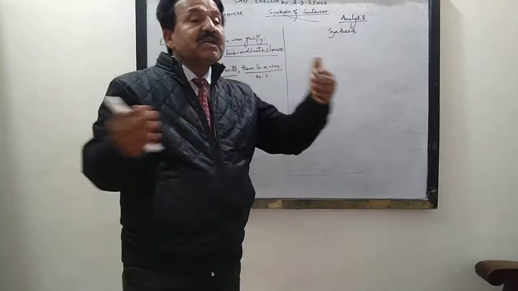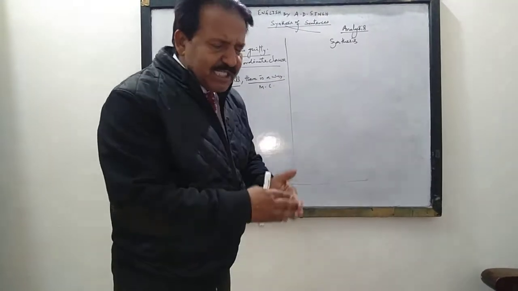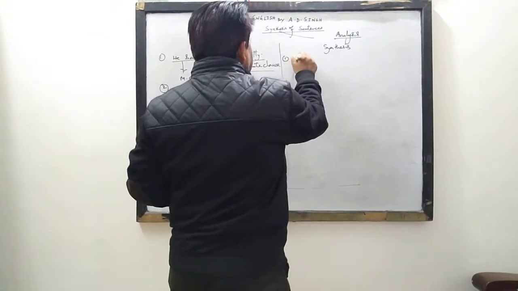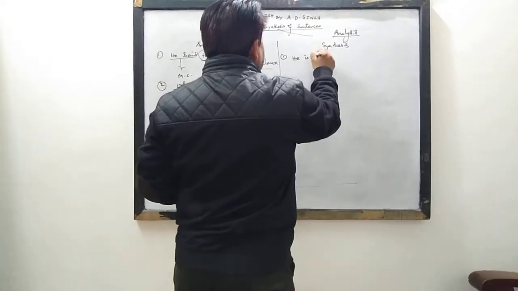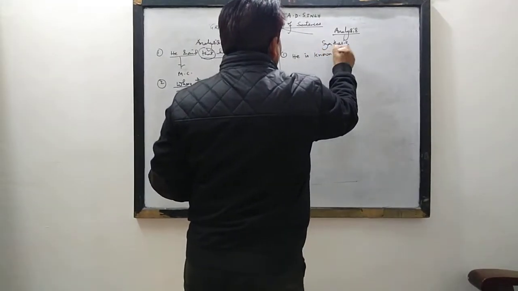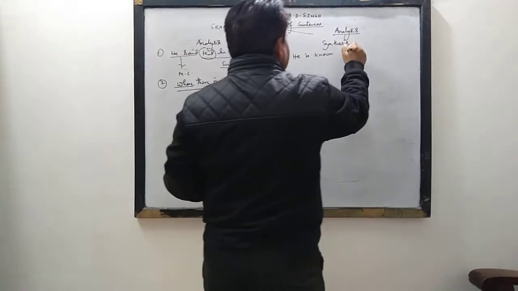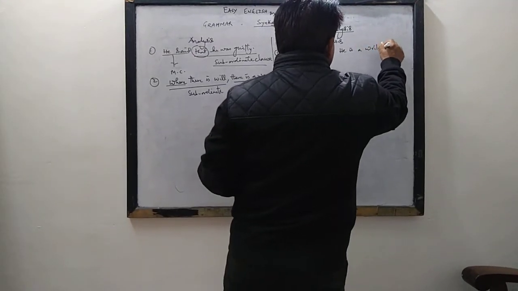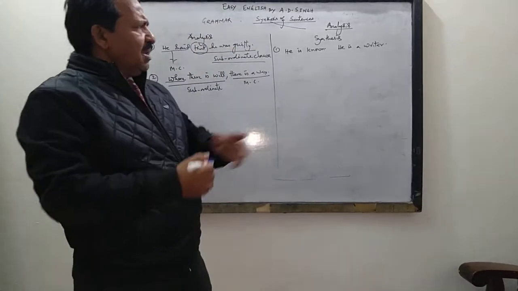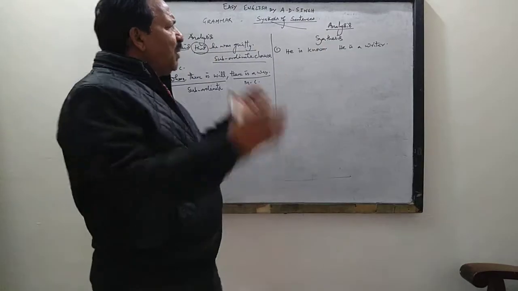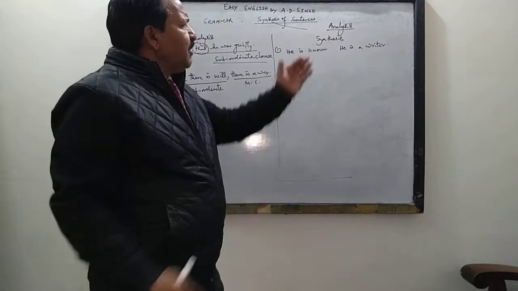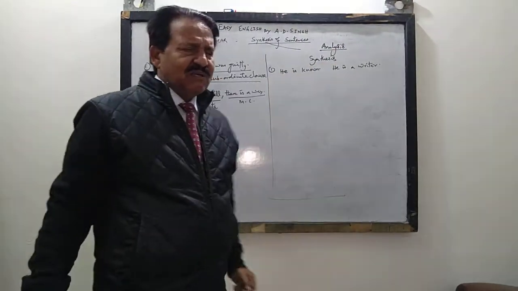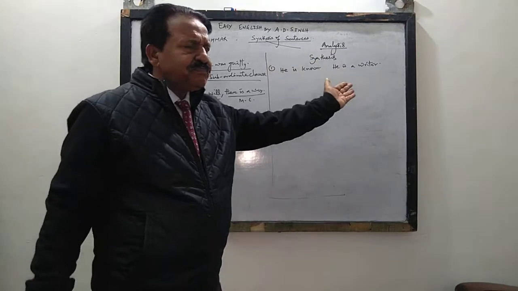Now, synthesis means combining two parts of a sentence. Let us take two parts of a sentence. Look at that: He is known. And the second sentence: He is a writer. Now look at the two sentences. He is known, he is a writer. We want to combine them. If we add the conjunction 'that': He is known that he is a writer.